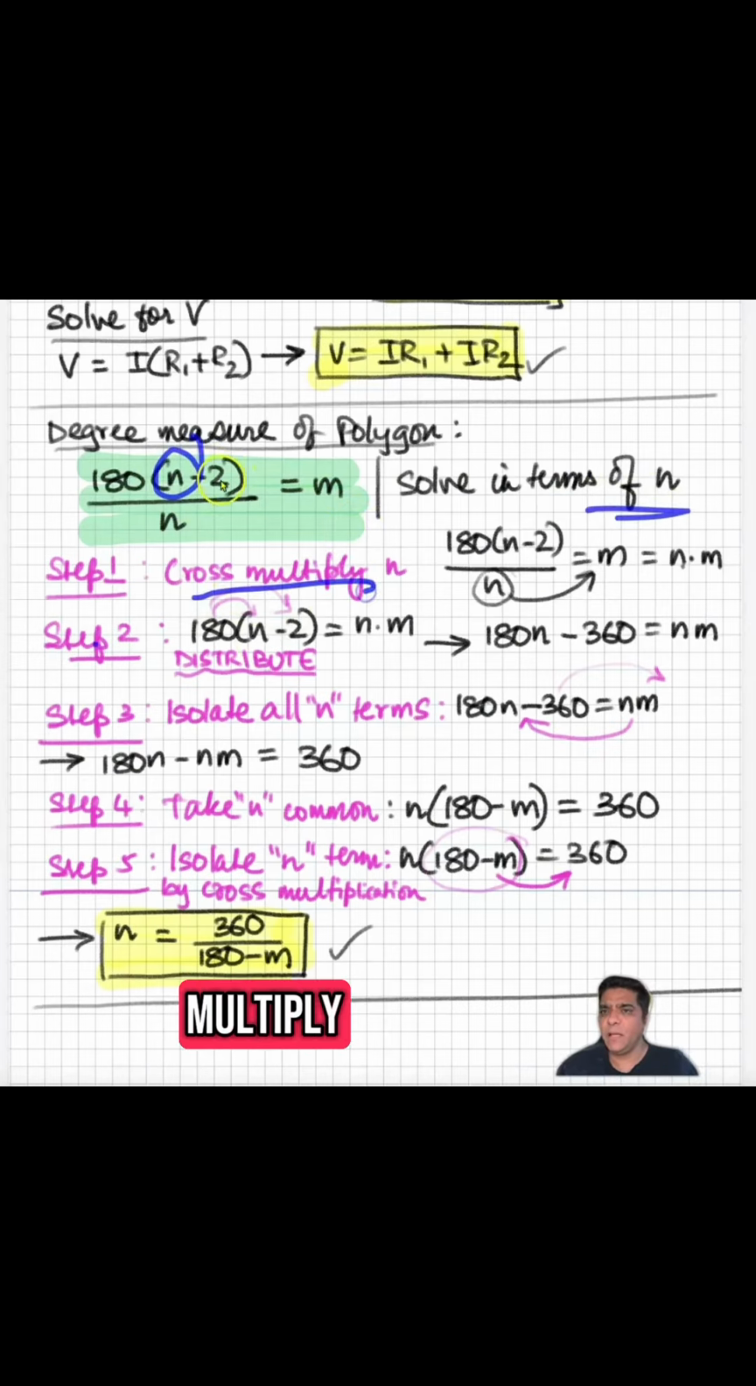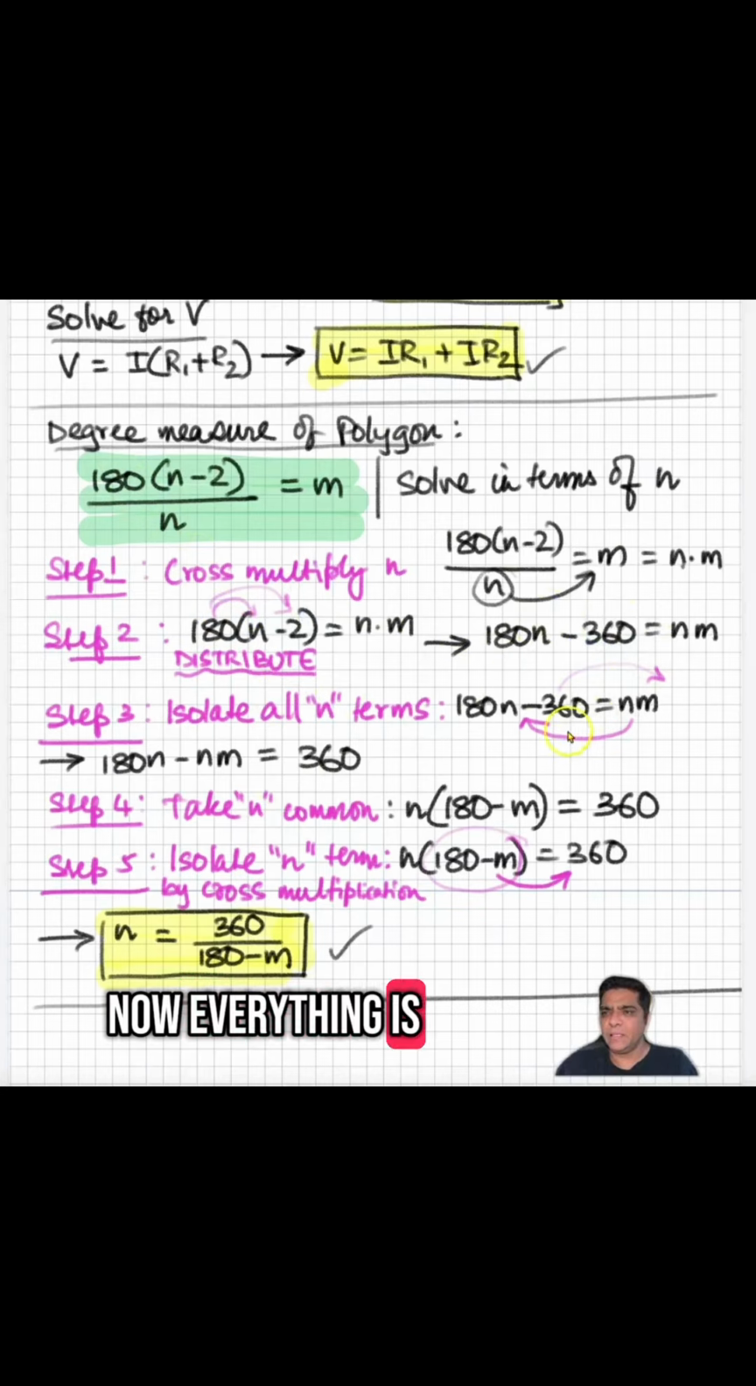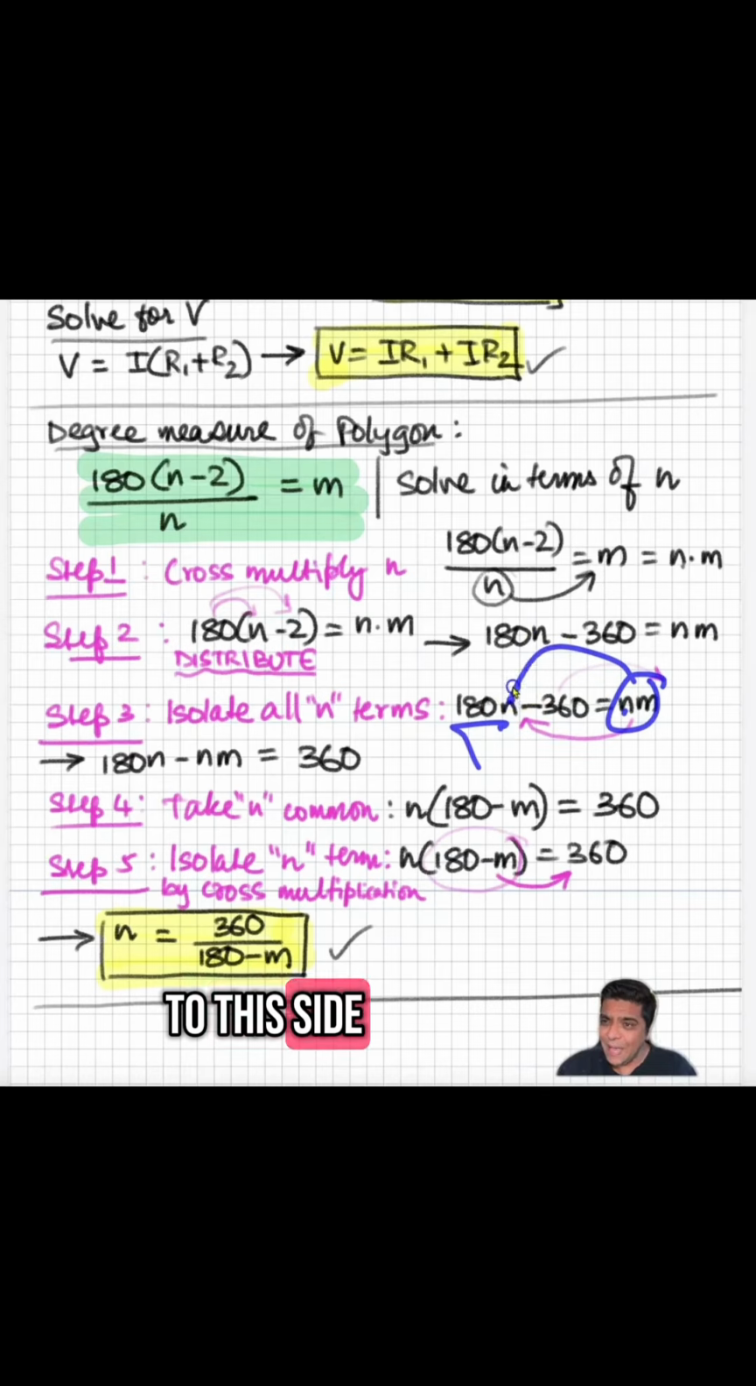Step 1, cross multiply, so n times m, done. Then step 2, distribute the 180 to n. 180 times 2 is minus 360. Now everything is good so far. But there's an n term here also, so let's bring this nm to this side. Now we have 180n minus nm equals 360.